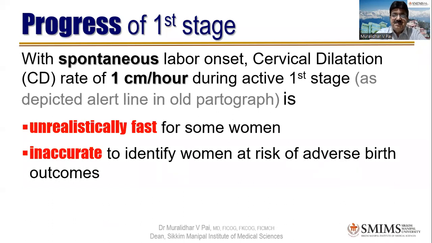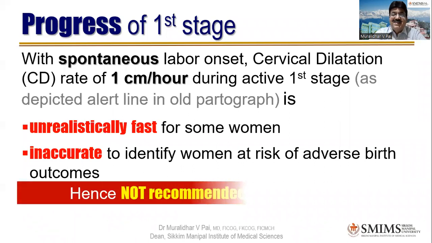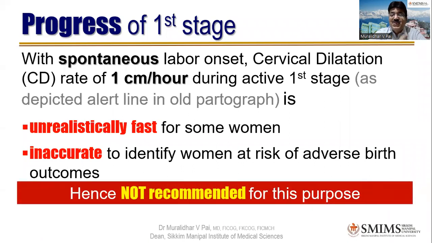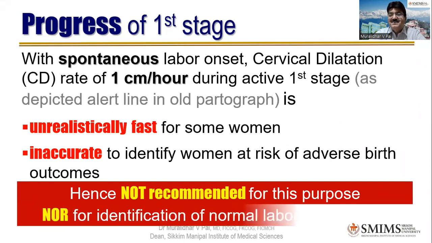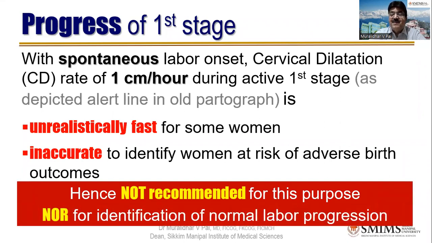It is inaccurate to identify women at risk of adverse birth outcomes, hence not recommended for this purpose, nor for identification of normal labor progression. So based on that 1 centimeter per hour in primary, we drew an alert line, and when it crossed, we said it is to be alerted and some action has to be taken, or we said maybe there is some tardiness. We divided the labor into cervical dilatation arrest or low profile cervical dilatation, all sorts of things we said. So all those things are gone now.